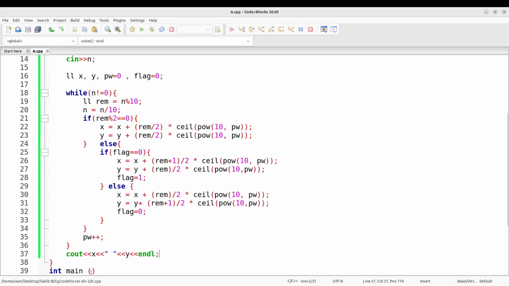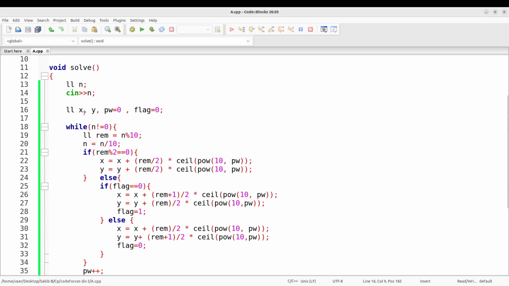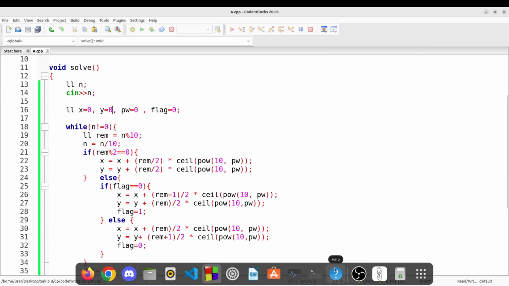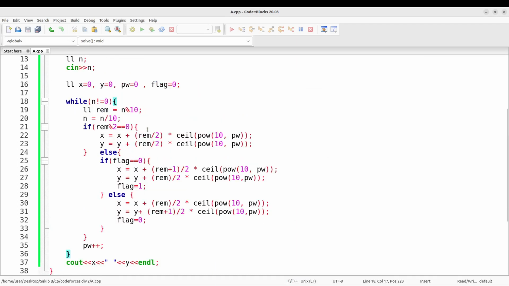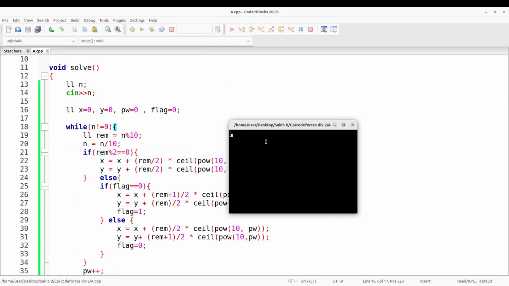So run the code. Yeah, we give test case as 1 and n as 1206. Oops, the answer is not correct because we did not initialize x and y, that's why it gives the wrong answer. Now I hope it gives the right answer for 1206. You see, 1103 and 103.